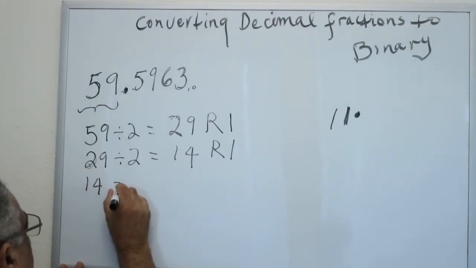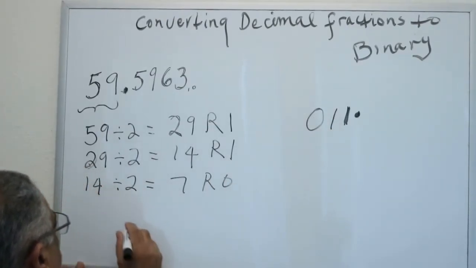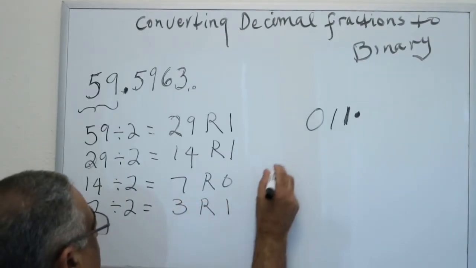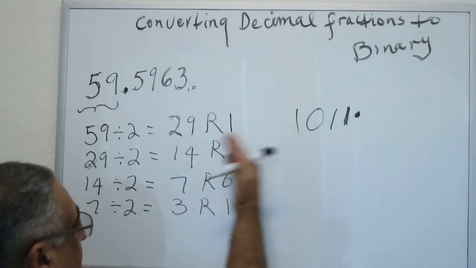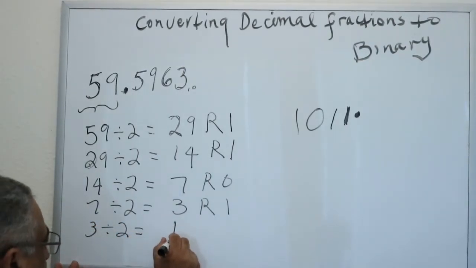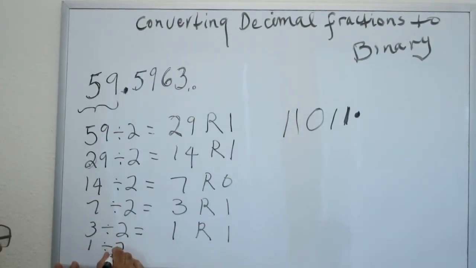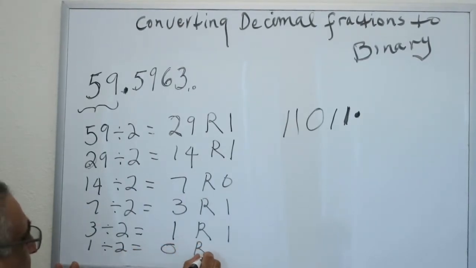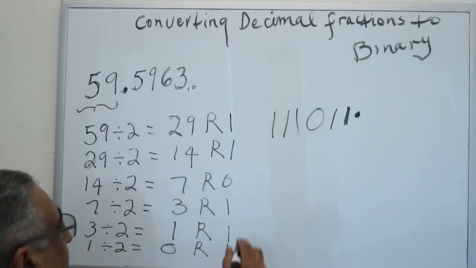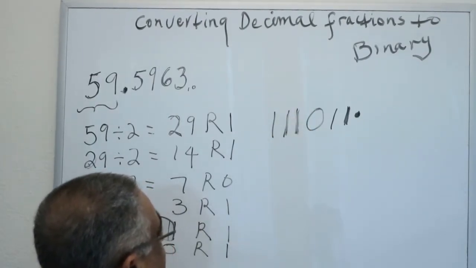Now 14 divided by 2 is 7, remainder 0. 7 divided by 2 is 3, remainder 1. See, I'm going right to left. Now 3 divided by 2 is 1, remainder 1. And therefore 1 divided by 2 is 0, remainder 1. That's it. So this binary number here in decimal is 59.